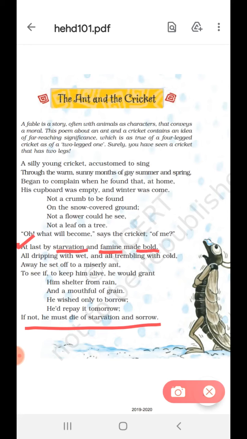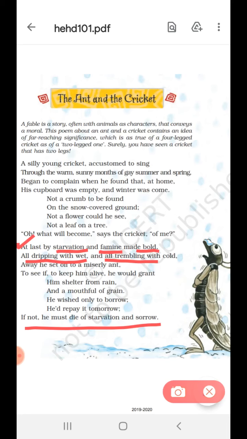Strength means not physical strength but spiritual. That means he thought of going and asking help from the ant. Okay. When he was all dripping with wet, that means he was completely wet and he was trembling with cold. Trembling means to shiver. Okay, during the cold winter season we shiver, hum kaapte hai. Okay, that is called trembling.